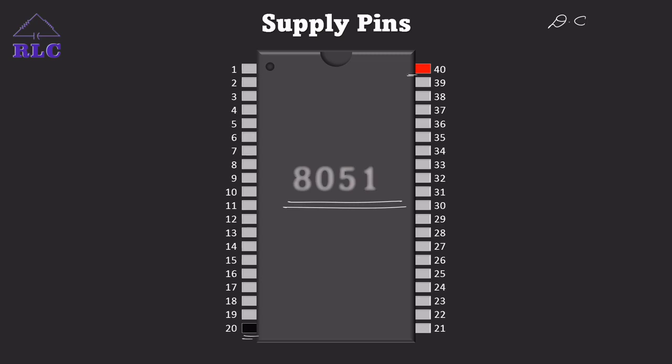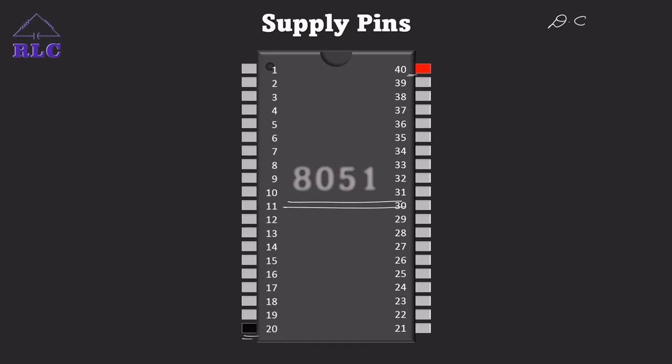So we can easily say that pin 40 is the plus VCC, and pin number 20 is the ground pin. The 8051 microcontroller works with a voltage of plus 5 volts with reference to ground. This is with respect to the supply pins. So plus VCC is with pin number 40 and ground is with pin number 20.